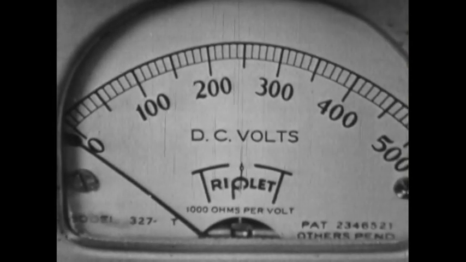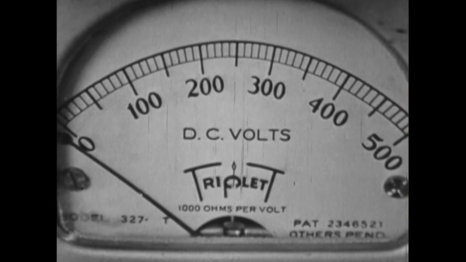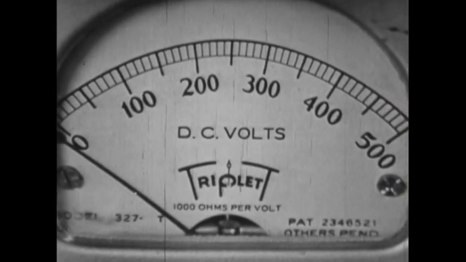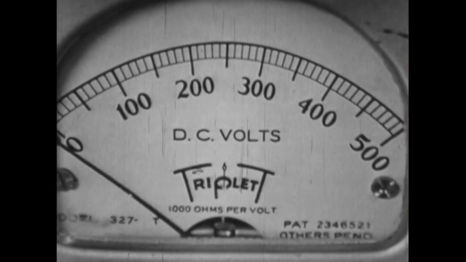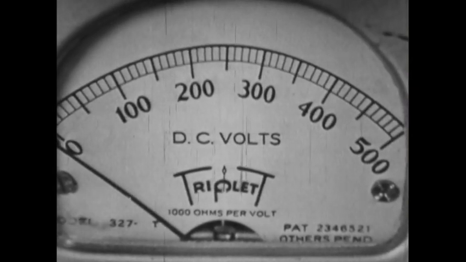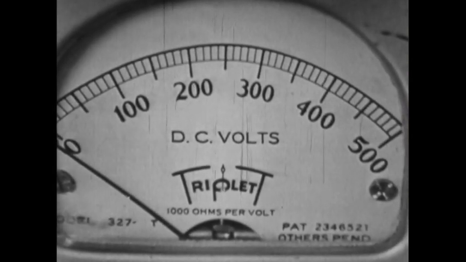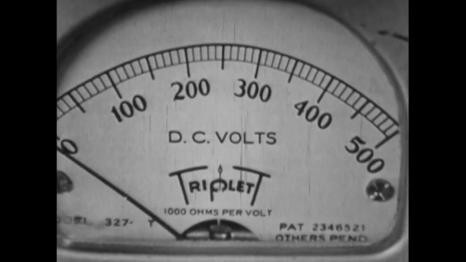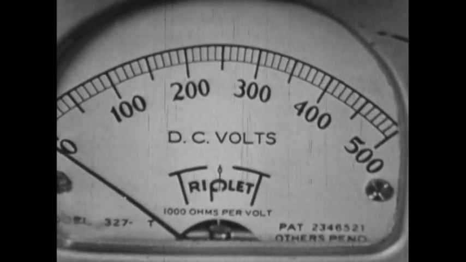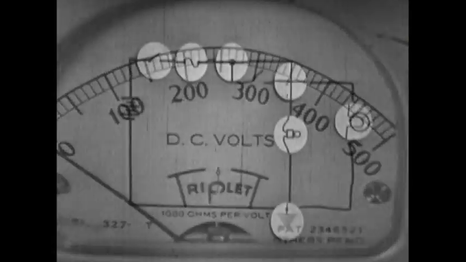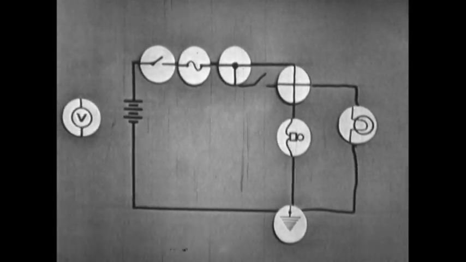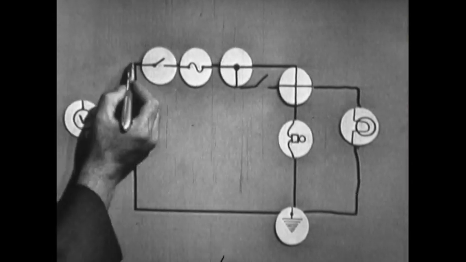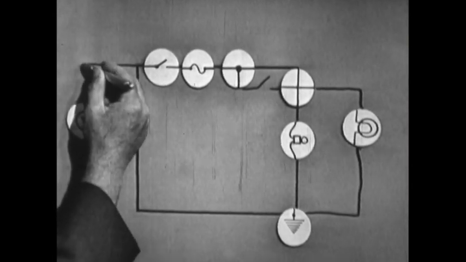Voltmeters are found in many sizes and shapes, but you can recognize them by the information on the face. Look for the word volt, voltmeter, or the abbreviations AC and or DC, or both. The symbol for a voltmeter is this. You'll see it in schematics instead of a picture of the meter.